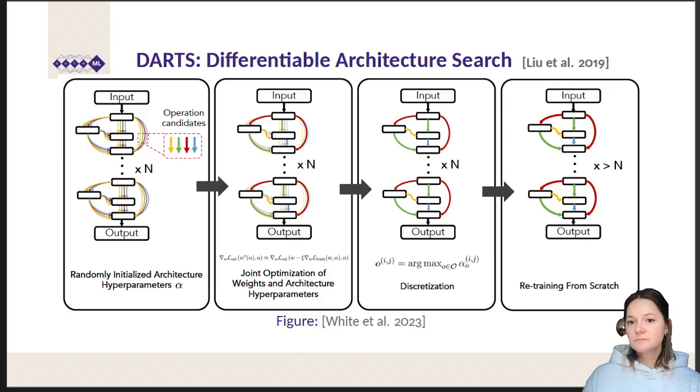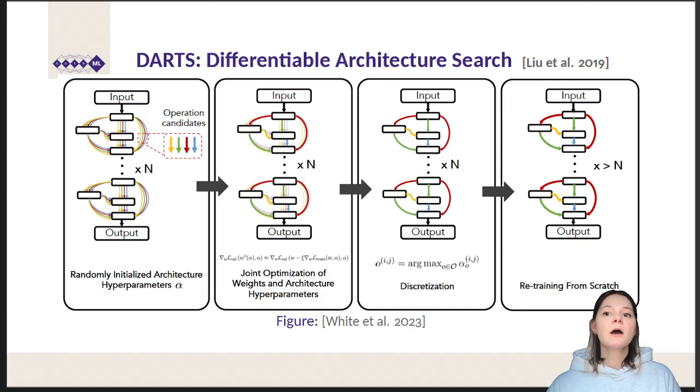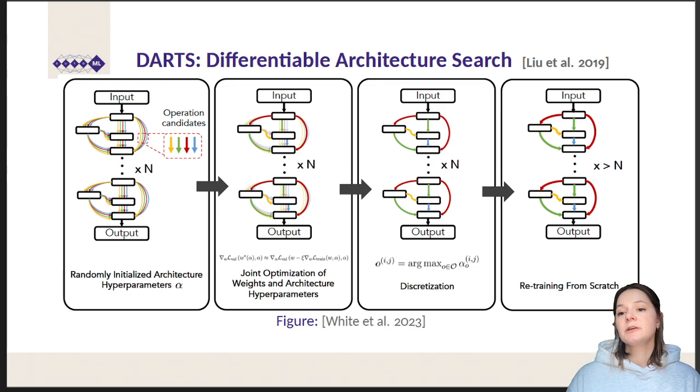So, DARTS, differentiable architecture search, was introduced by Liu et al. in the year 2019 and is one of the most popular approaches for NAS with one of the most cited papers so far. The idea here is based on a one-shot model to phrase it via a continuous relaxation of the discrete architecture search space in order to allow gradient descent.